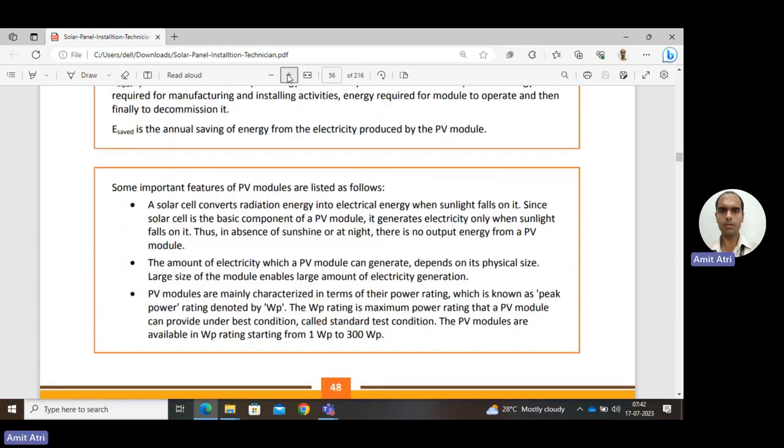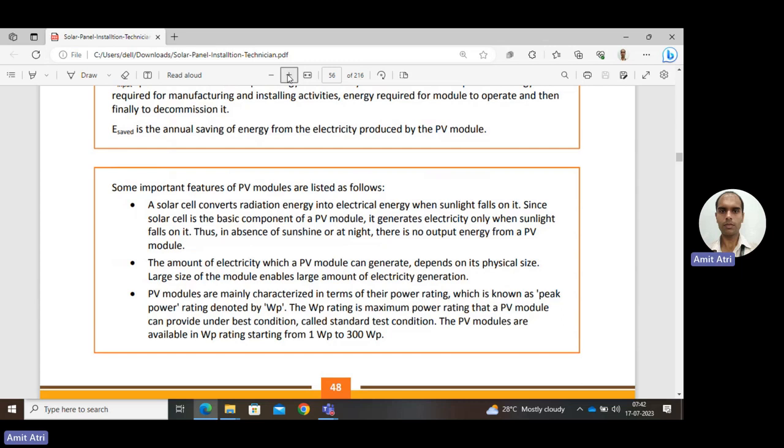Important features of PV modules are listed here. The first one is that the solar cell converts radiation energy into electrical energy when sunlight falls on it. That is a common feature. Since the solar cell is a basic component of a PV module, it generates electricity only when sunlight falls. During night, we do not have any type of electricity from the solar module.